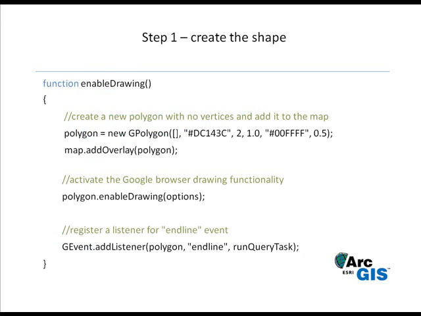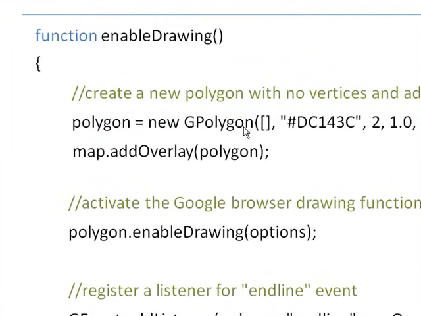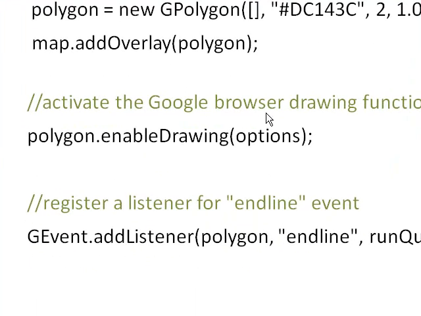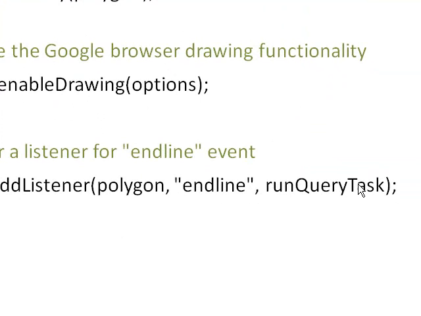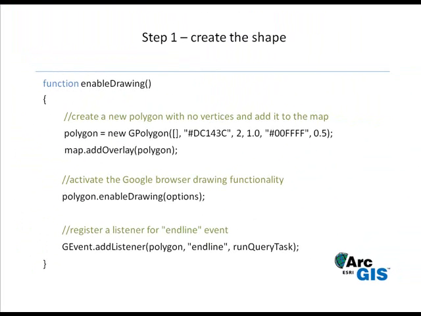So let's jump into the code. Step one is you create a shape, and in this case it's just a polygon with no vertices. We add it to the map, we enable some drawing options, and then we enable a mouse listener, so when the drawing event is done it's going to pass this polygon over to the query task.